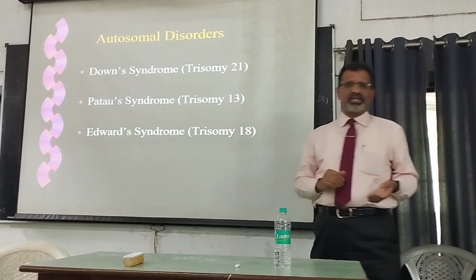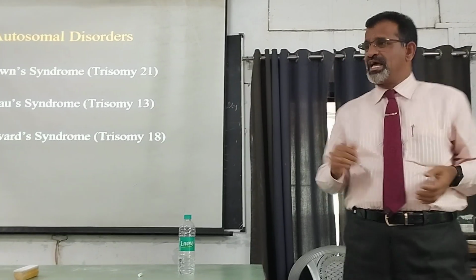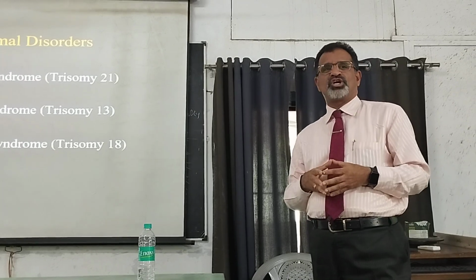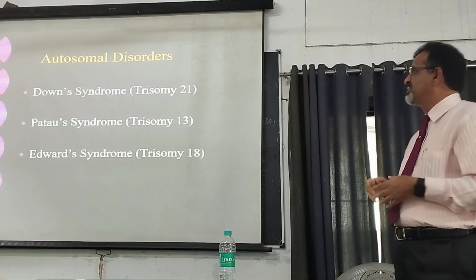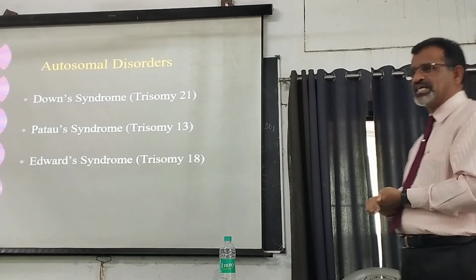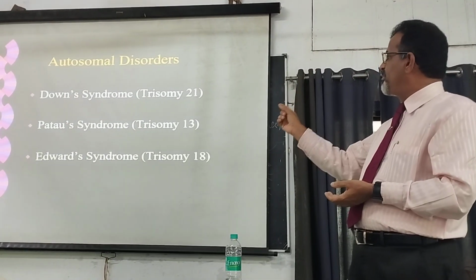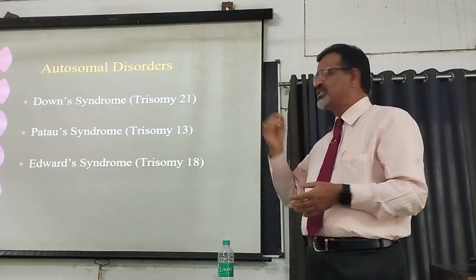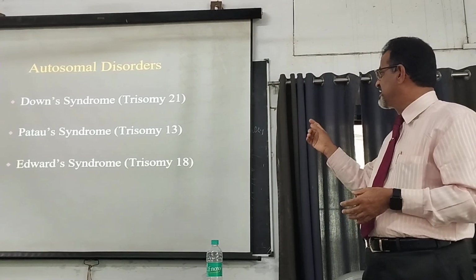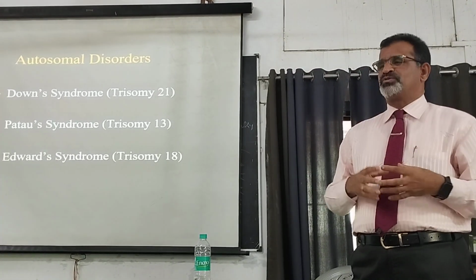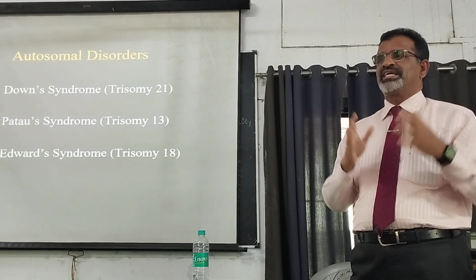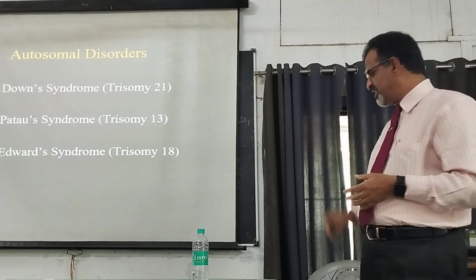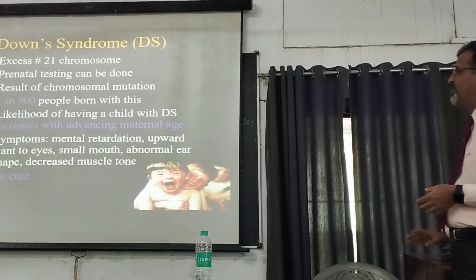autosomal disorders. Now let us discuss autosomal disorders. I will take 3 autosomal disorders for you in the first stage: Down syndrome, which is called trisomy 21, Patau syndrome, which is called trisomy 13, and Edwards syndrome, which is called trisomy 18. These syndromes we have touched while studying embryology previously. So I will go a little fast today because we have to complete this.